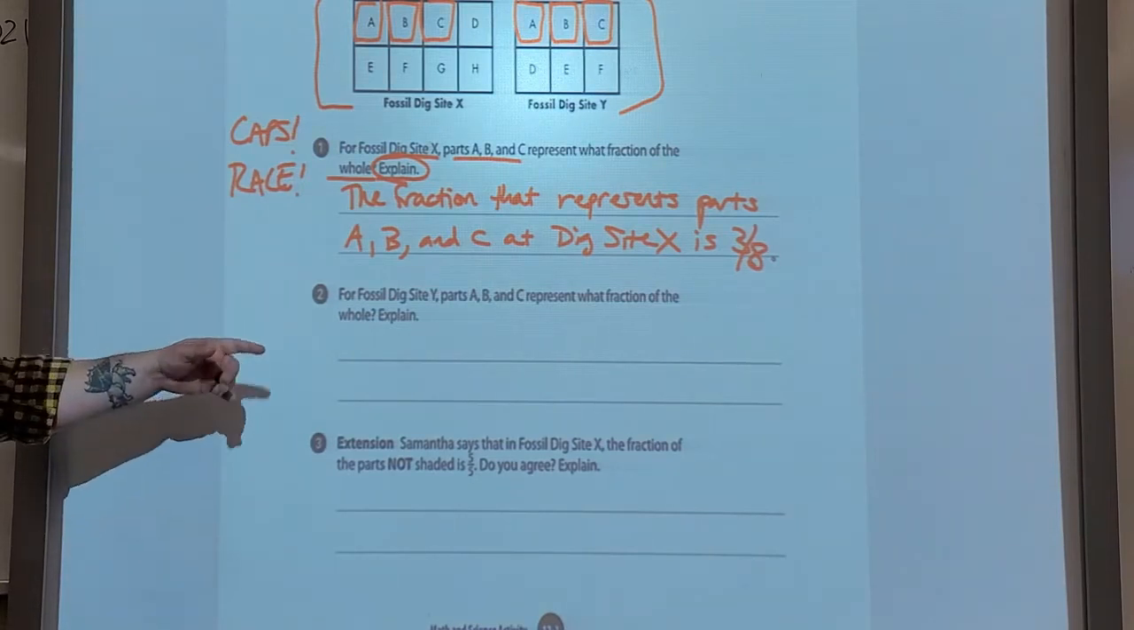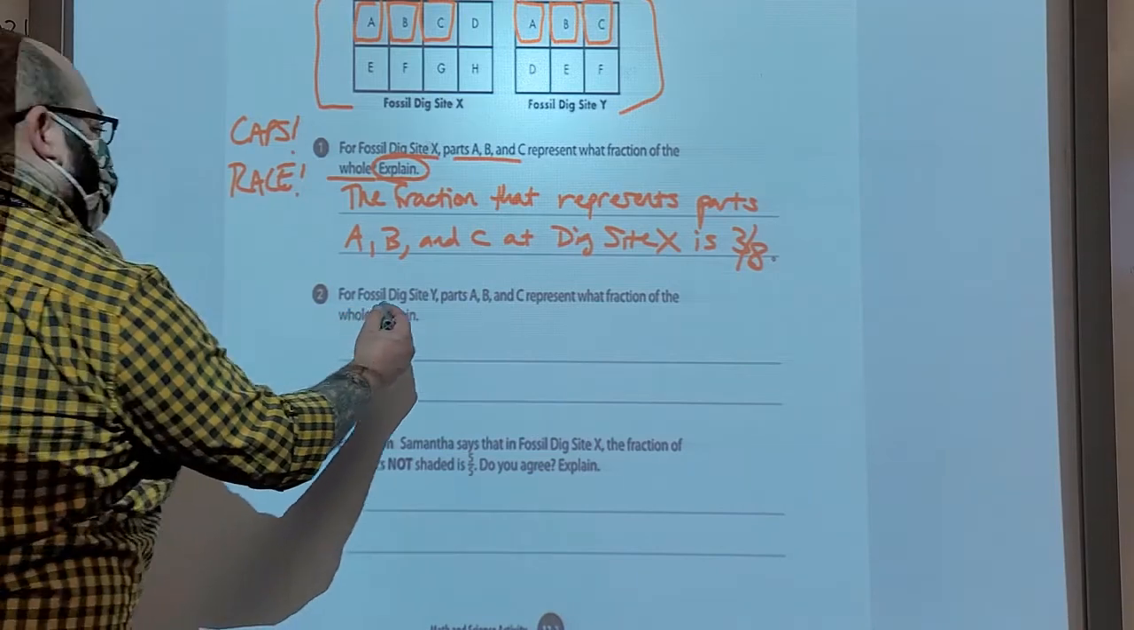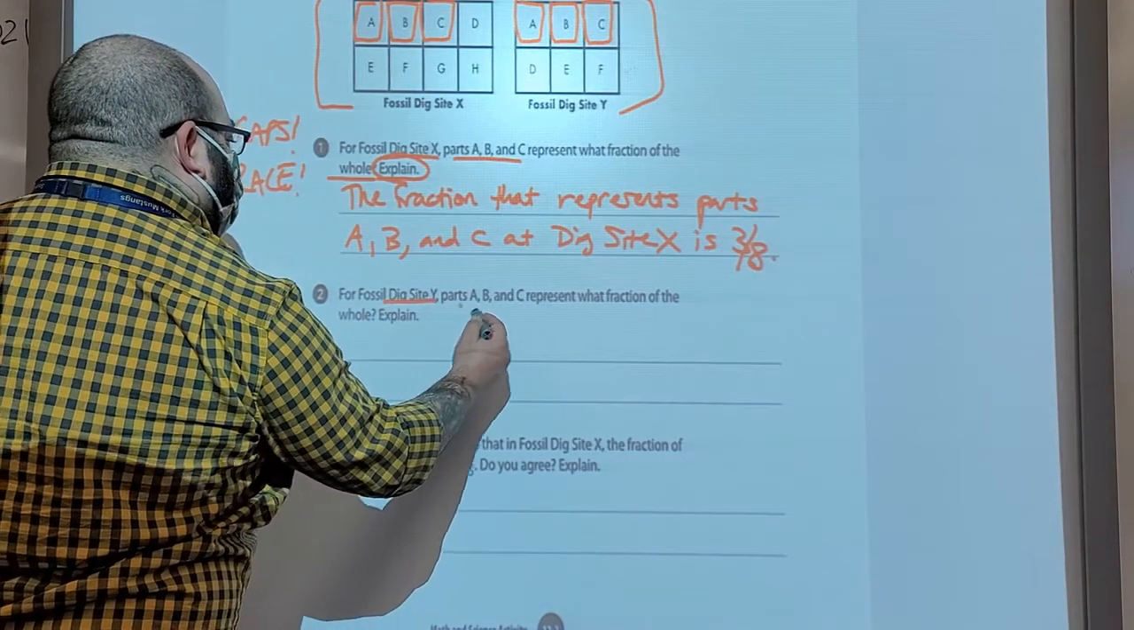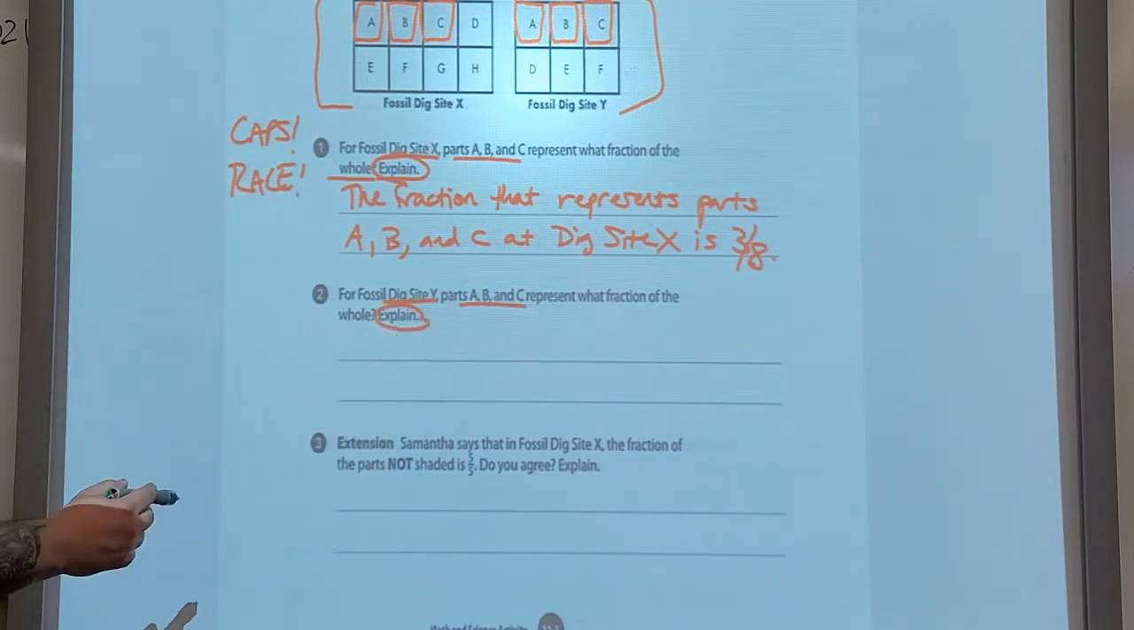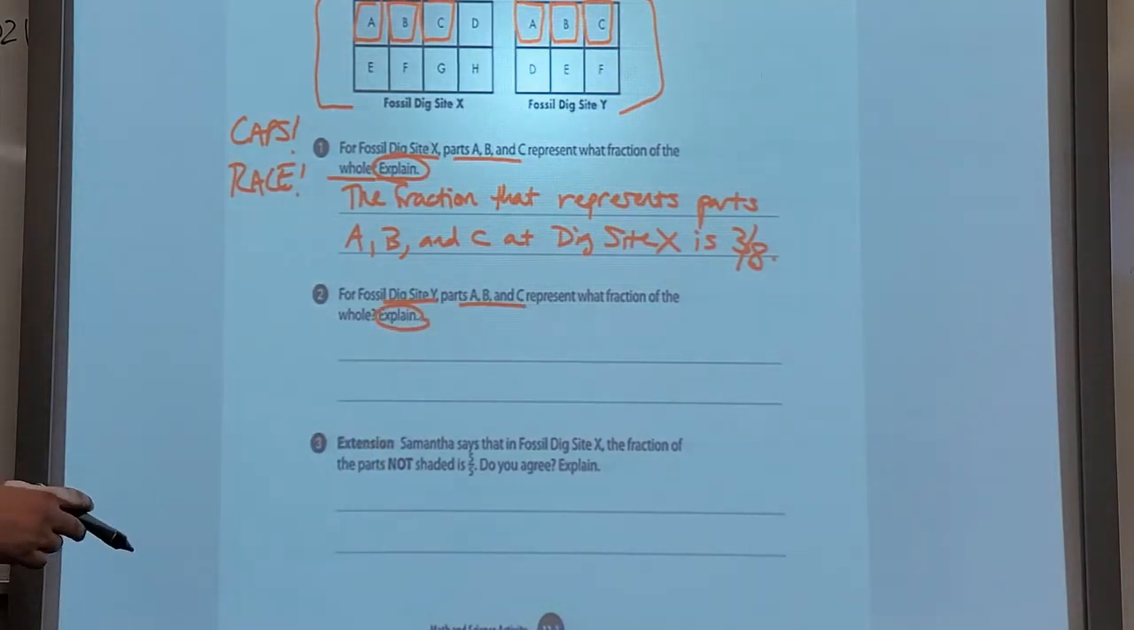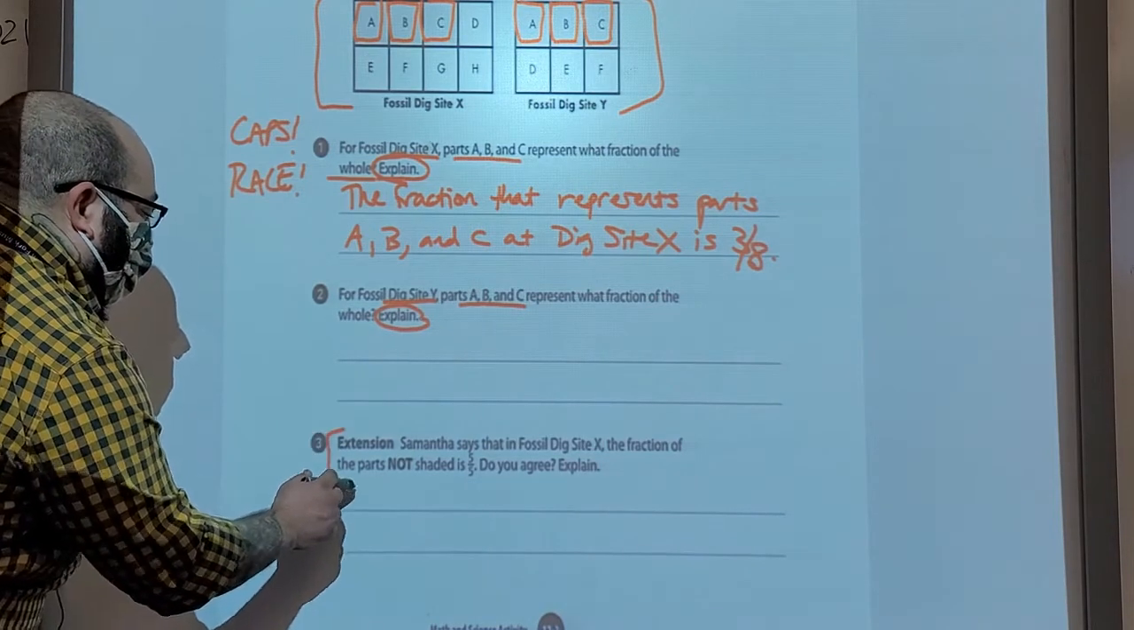Okay, so you're going to do the same thing for dig site Y, parts A, B, and C. Also explain. And then down here at the bottom, it says, Samantha says that in fossil dig site X, the fraction of parts not shaded is 5/5. Do you agree? Explain. You're going to answer that one as well.